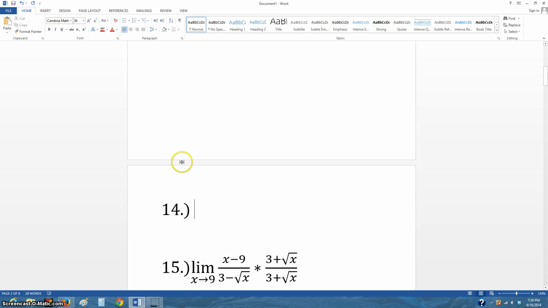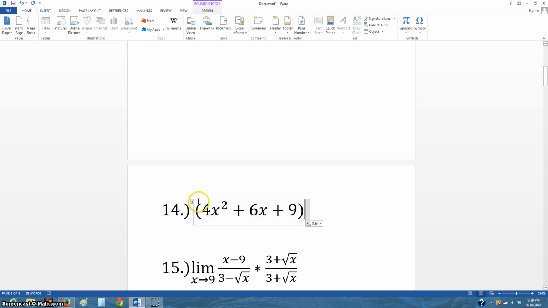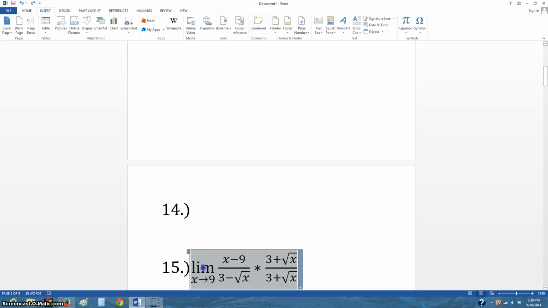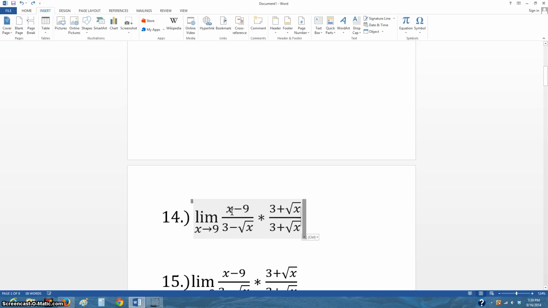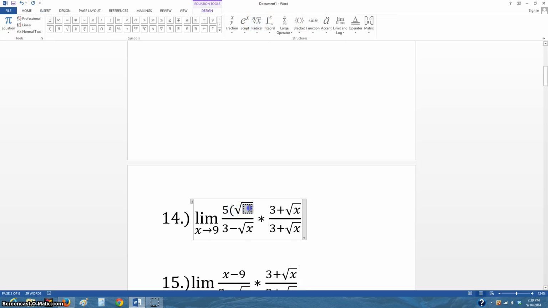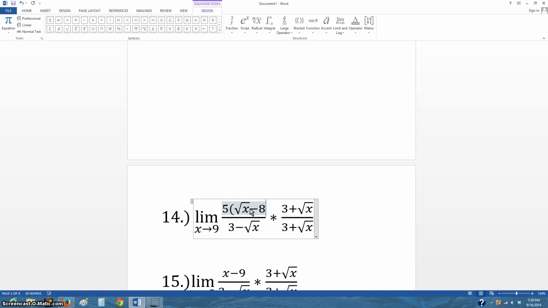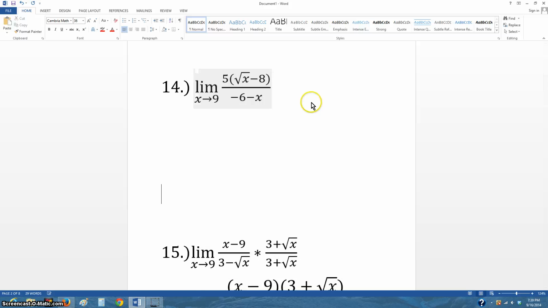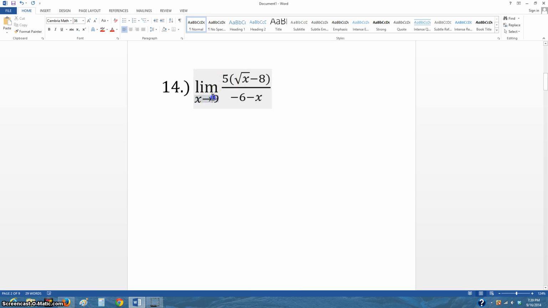Number 14 says the limit of 5 times the square root of x minus 8 over negative 6 minus x. Okay, so that's what we have right there. And that one we're approaching 4. Okay, so 5 times the square root of x minus 8 over negative 6 minus x.